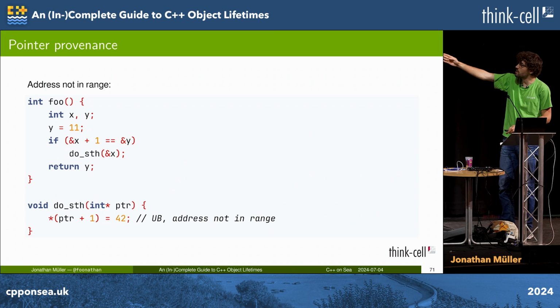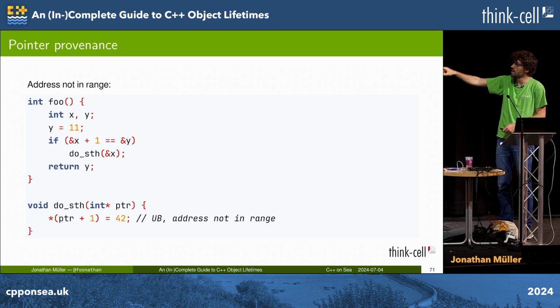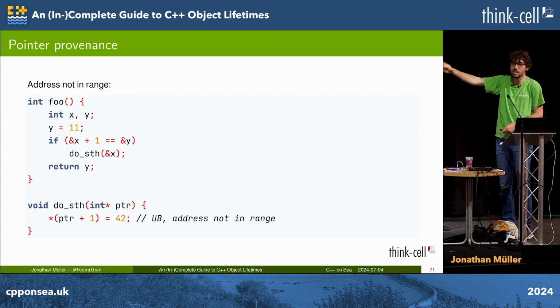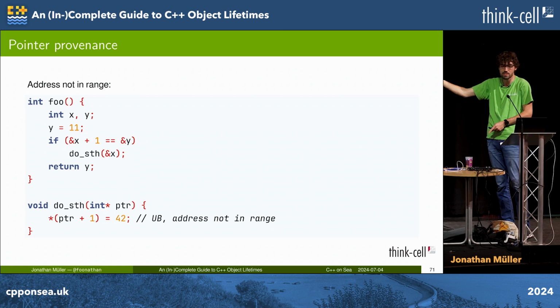So here, we do pointer arithmetic x plus 1. This produces something whose address may be equal to the address of y, but it doesn't have the provenance of y. It still has the provenance of x. And by having the provenance of x, the dereference is undefined behavior, because that address is not the address of x, right? It's the address of a different allocation with a different provenance.